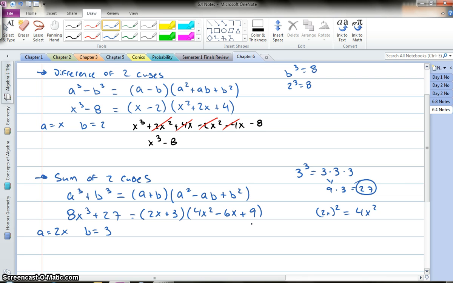All right, again, I'm not sure if I followed the correct form. Well, multiply it out and check. 2x times 4x squared is 8x to the third, minus 12x squared, plus 18x, plus 12x squared, minus 18x, plus 27. 12x squared, sorry, it's my fault. That should be 12x squared. Negative 12x squared plus 12x squared is gone. 18x minus 18x. You're left with 8x to the third plus 27.